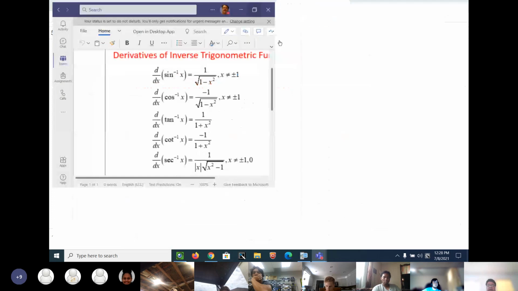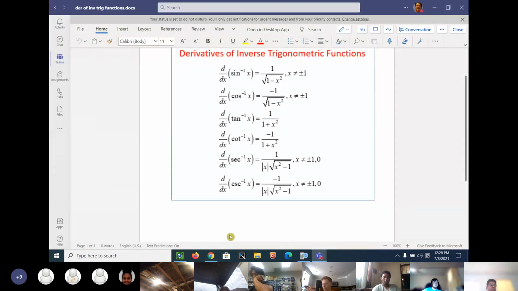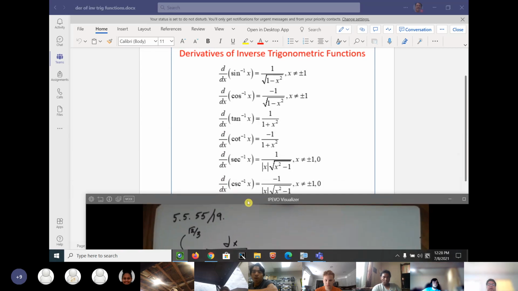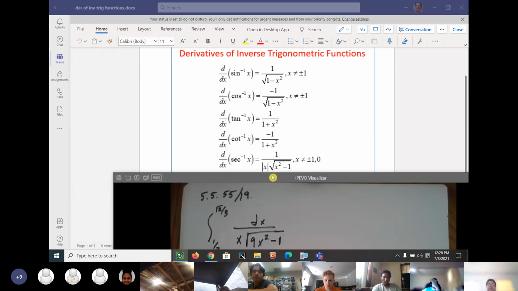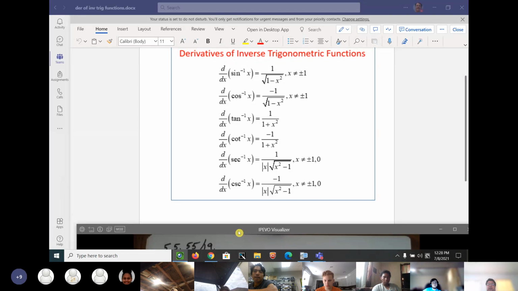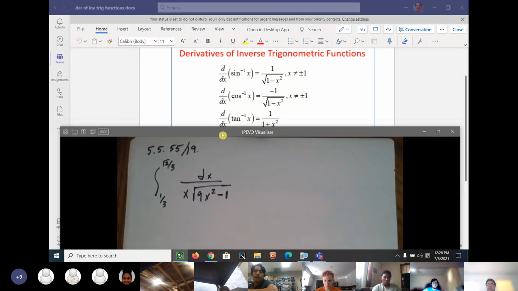Now, which one does yours look like right here? Which one does yours look like? You got that right there. Well, let's see. You got a square root, so it's not tangent and cotangent. Everybody understand that? It's not tangent or cotangent.